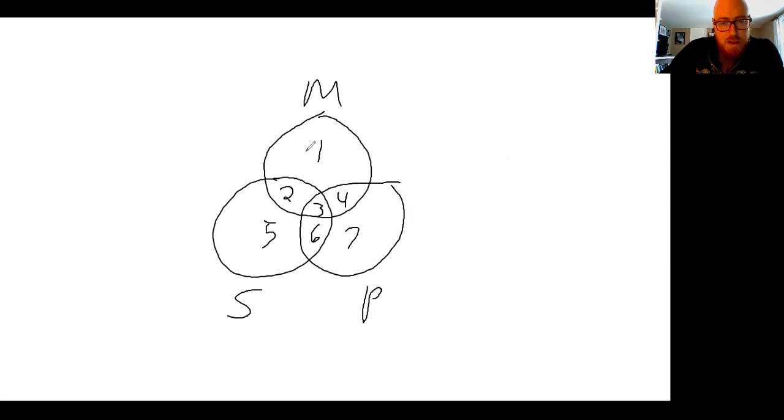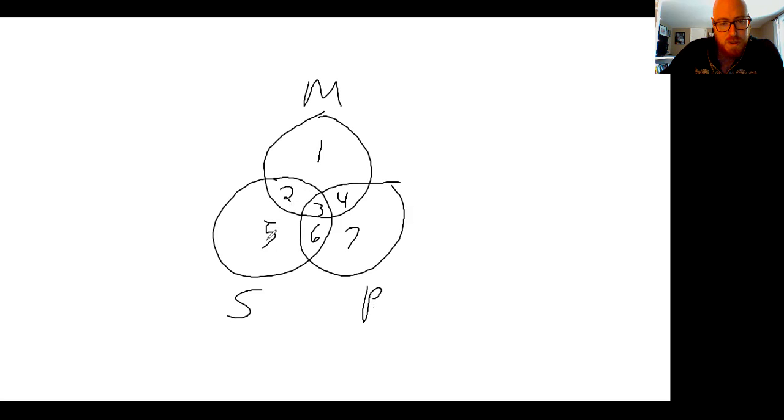Anything that is here in region 1 is only going to be an M, right? If you look at the boundaries of this region 1, region 1 does not intersect with the S circle, so this is the boundary of the S circle right here. Region 1 also does not intersect with the boundary of the P circle. So anything that is in region 1 is going to be an M, but it's not going to be an S and it's not going to be a P.